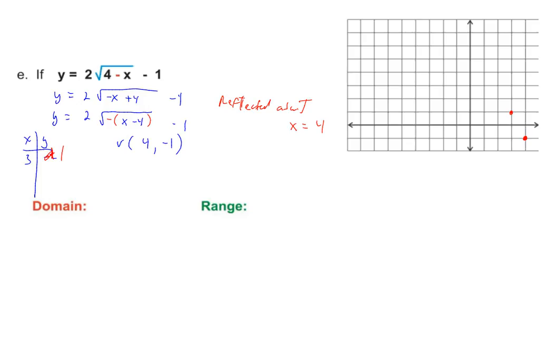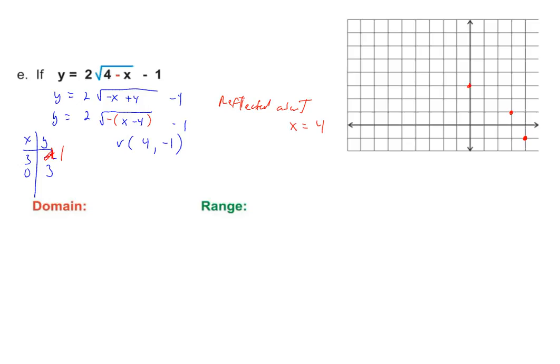Now I want to go 4 away from that point. I'm at 4, so 4 away is 0. Square root of 4 is 2. 2 times 2 is 4. 4 minus 1 is 3. So I'm at the point 0, 3.